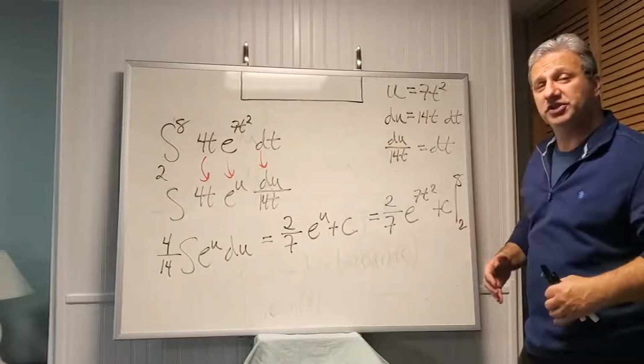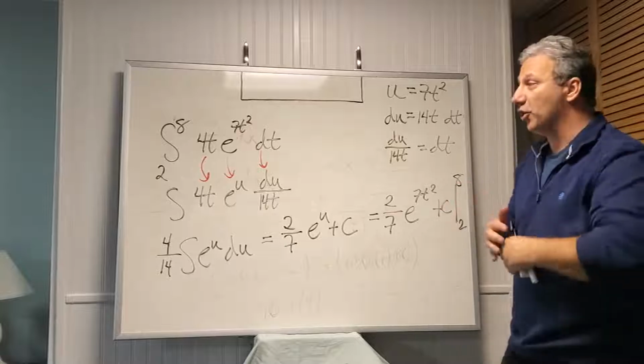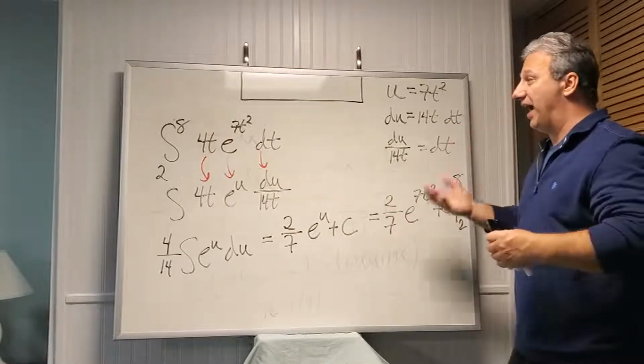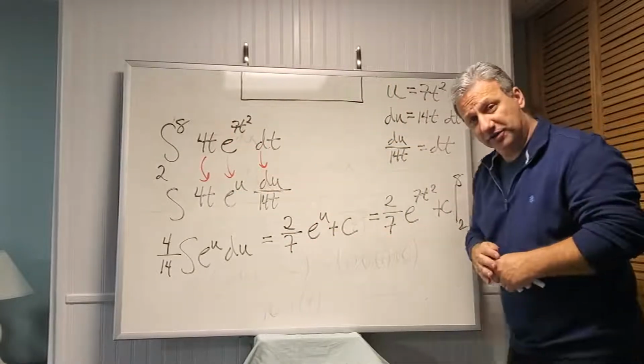How do I know it was a u sub? Go look at my previous videos, and my keyword is practice. That's how I know it was u sub. So we have this. Now, click, we're back into definite integrals. I have bounds. What the heck am I doing with the bounds?